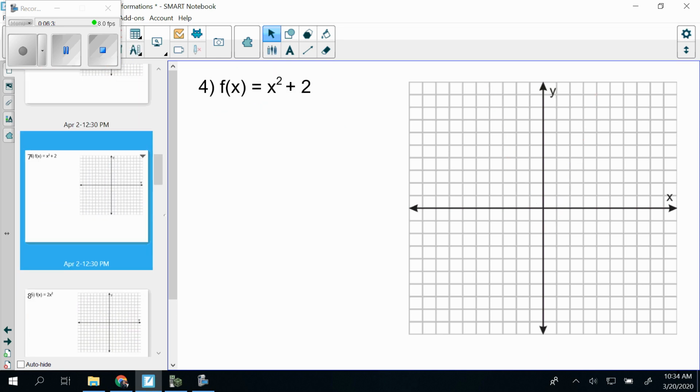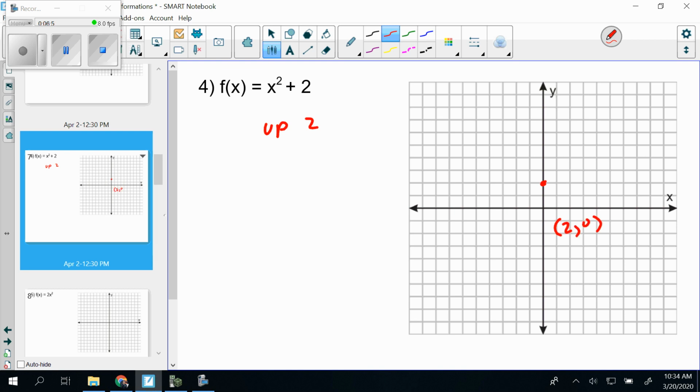Okay, so this one is pretty similar to our last one. Instead of going down 2, though, this one would be shifted up 2. And so we just go up 2 from the origin. So now our vertex is at, sorry, 0, 2. And we'd have points over 1 up 1, over 2 up 4, so here and here, and we get that same basic shape. Okay.